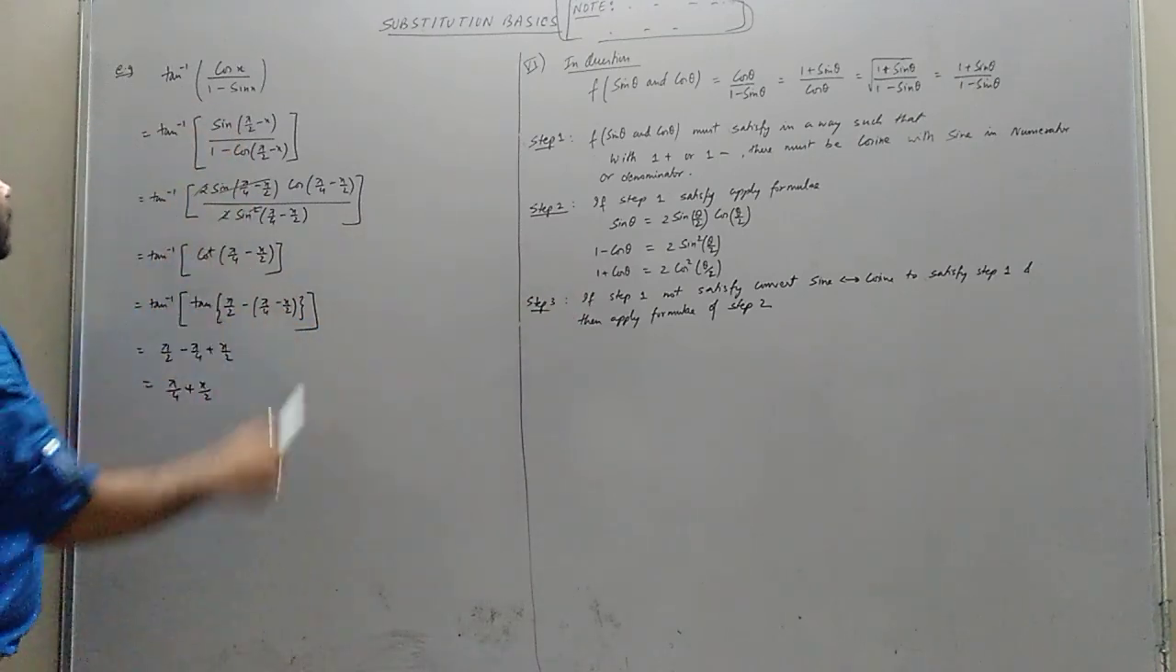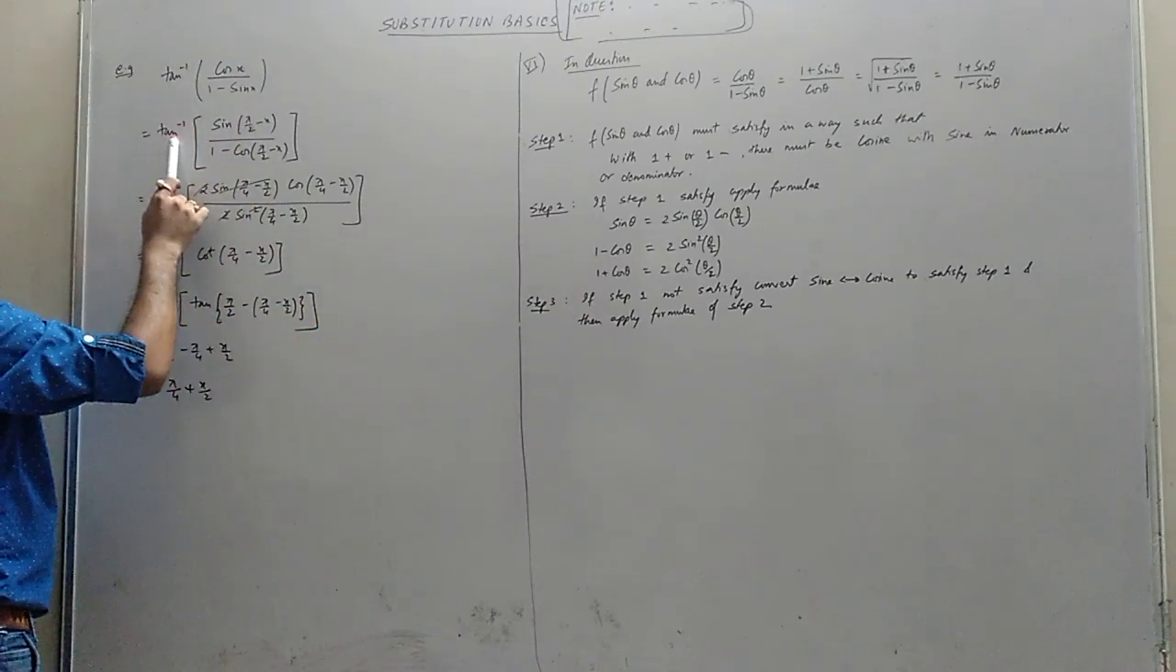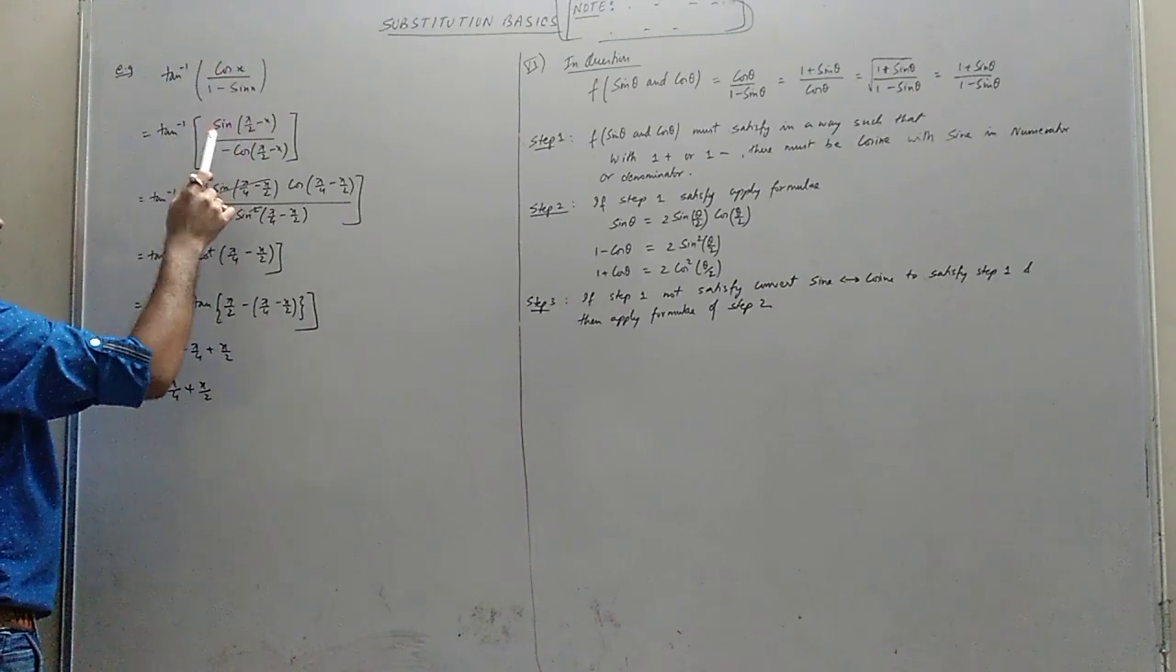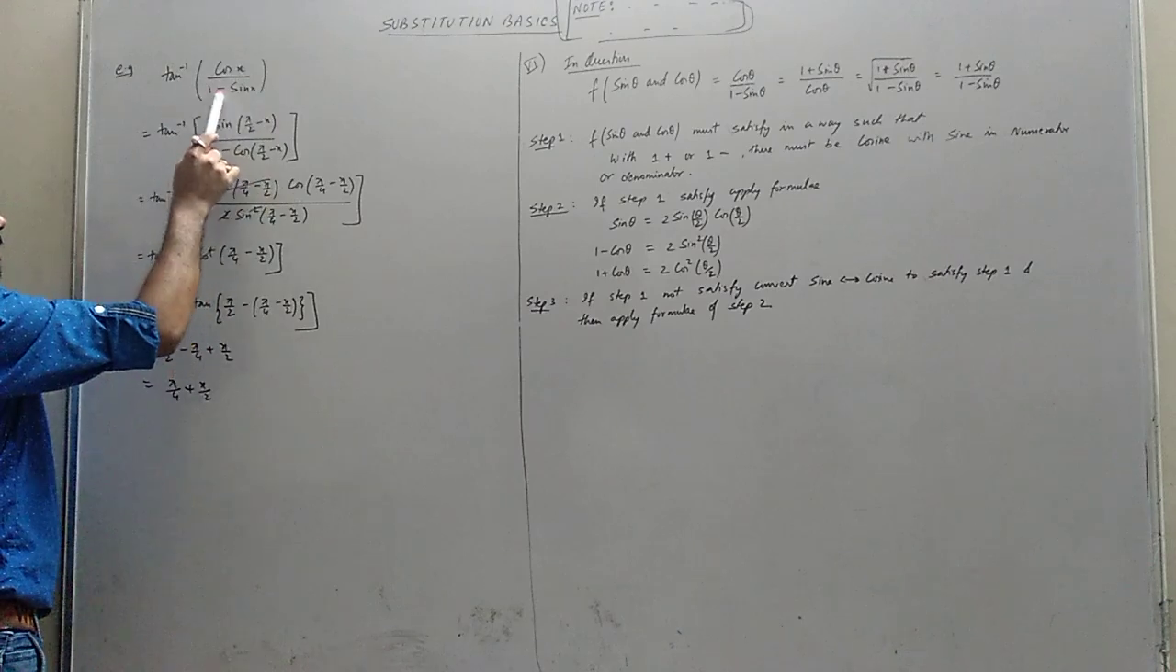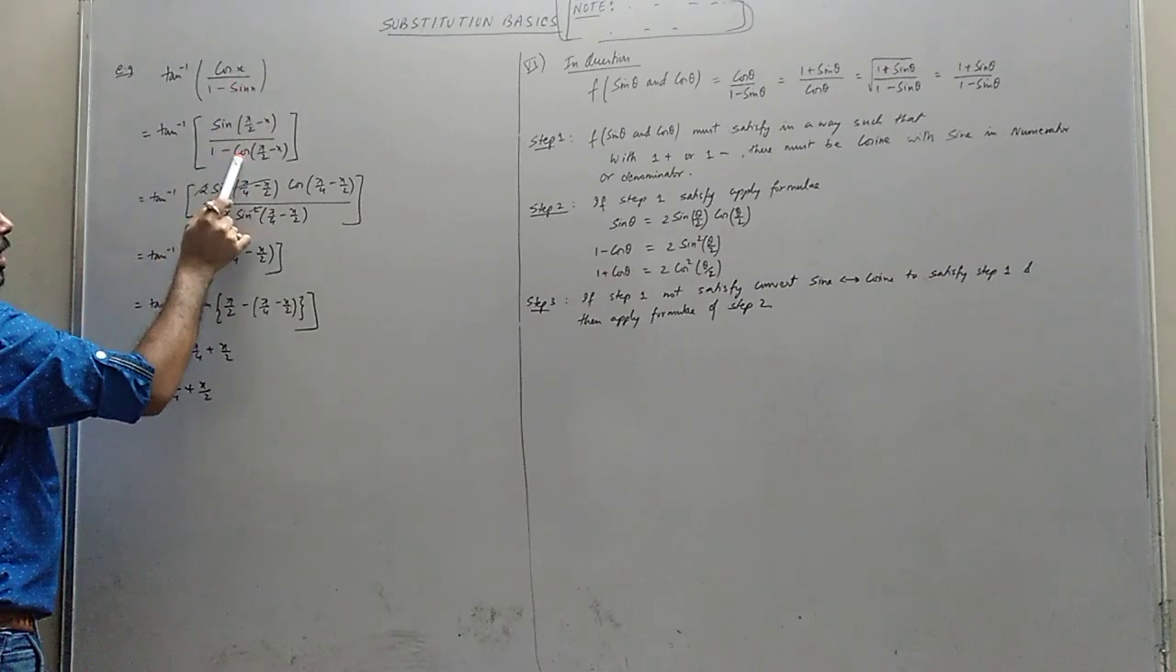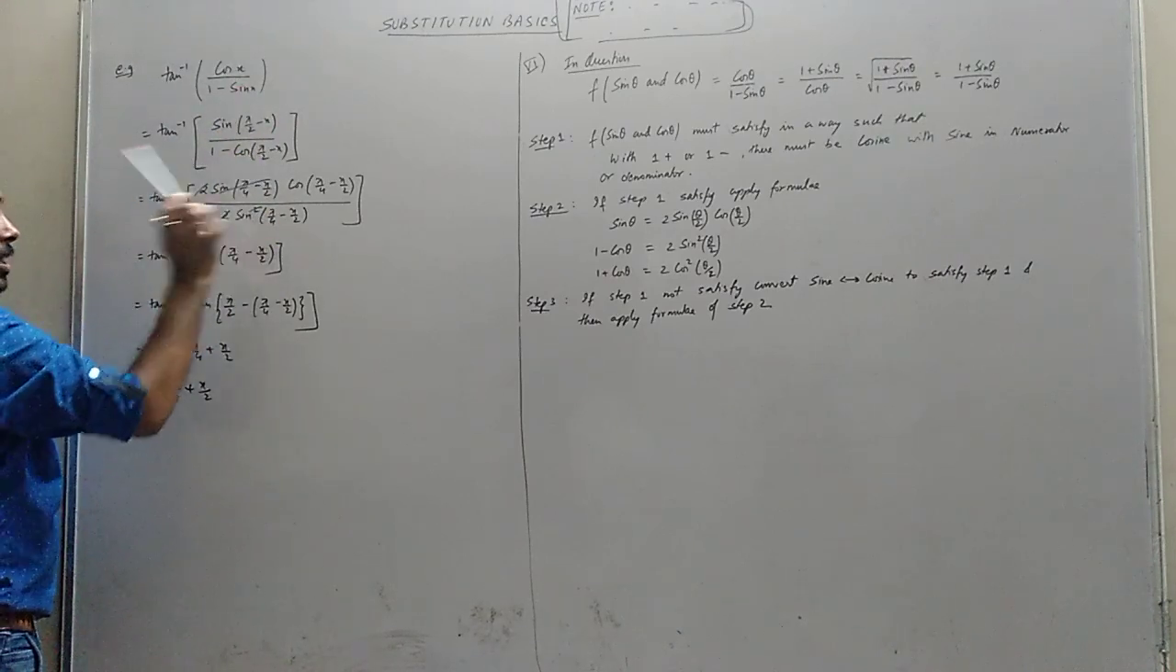Okay, convert. So now tan inverse, tan inverse. In the place of cos, we need to find sine. So pi by 2 minus x. Cos theta becomes sin of pi by 2 minus theta. 1 minus sine, in place of that we need to make cos, pi by 2 minus theta. I think this is clear.